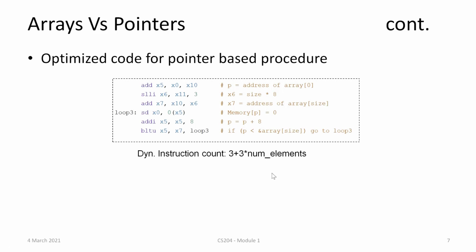So here the dynamic instruction count would be: the first 3 instructions will be executed once. Following that, the remaining 3 instructions will be executed once for every element of the array. So if we have 10 elements, earlier we would have executed 51 instructions, but in this case, if the code is optimized, we just need 33 instructions. The fewer the instructions, the faster the program would run. That's what our execution time equation says: the lower the instruction count, the better.